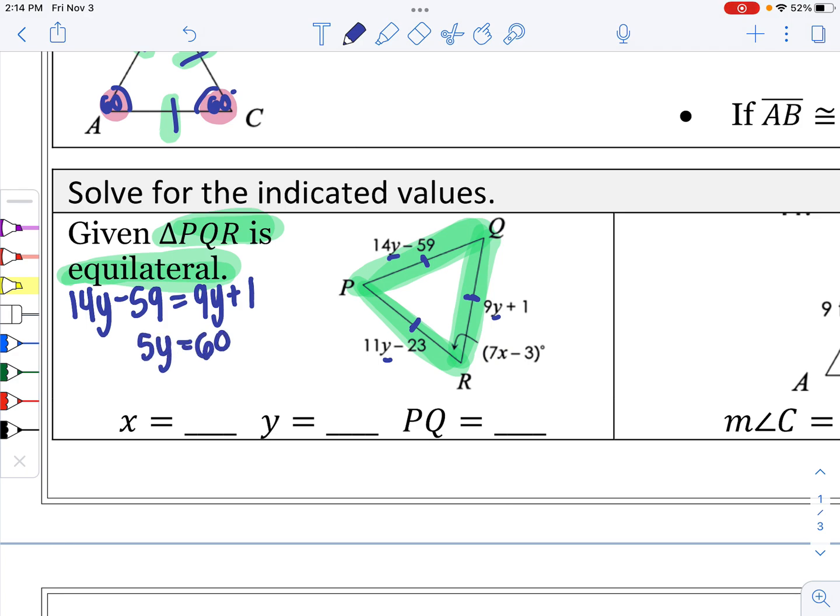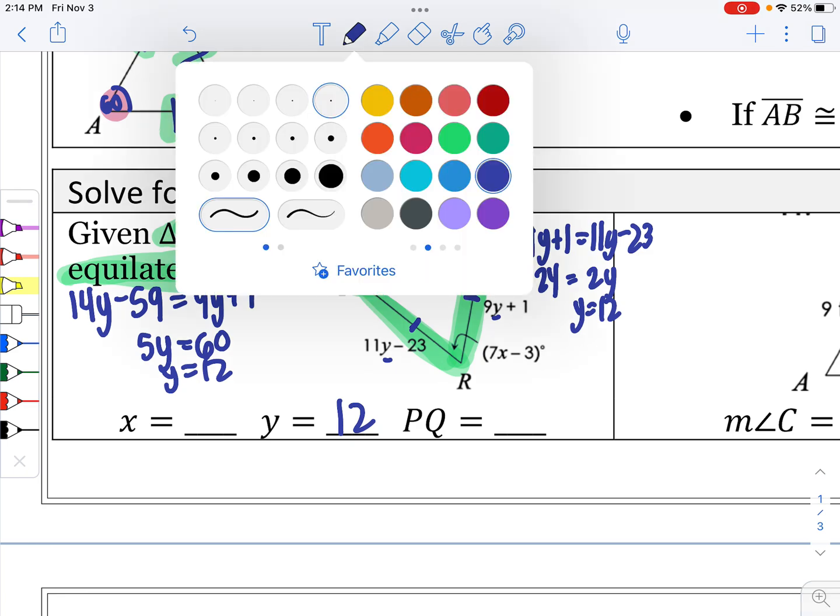So when I solve for this, I get 5y equals 60, so y is 12. If we had done that with any of the other sides, we still would have gotten y is 12. Like if I had picked 9y plus 1 and 11y minus 23, I'd get 2y equals 24. We still would have gotten y is 12. So I just wanted to show you that that holds true. No combination would give you a different y value.